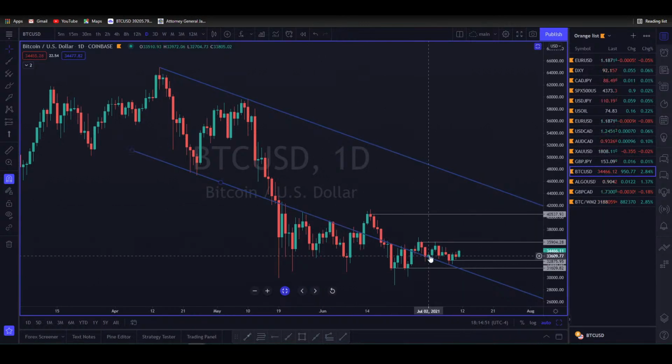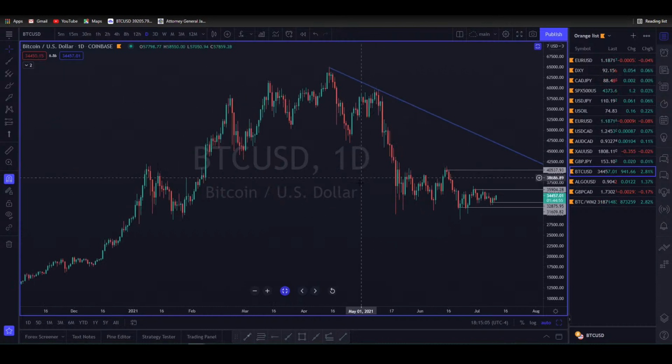There's a break, there's a test and hold, test and hold. So far it's holding. Basically what he's trying to say is if you get above this swing high, you can look for this trend line to come into play. But yes, that's what he's calling the most important trend line in crypto.